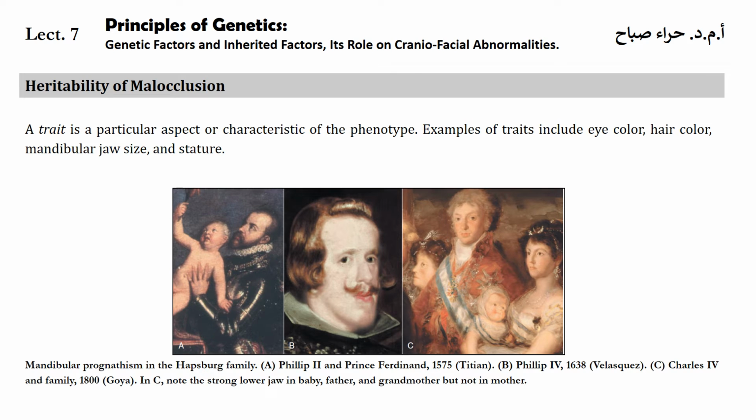As we see here, there is a mandibular prognathism in the Habsburg family. This is a royal family that has a dominant trait, which is mandibular prognathism, as we see in this picture. And this family carried this feature of mandibular prognathism for a long time.